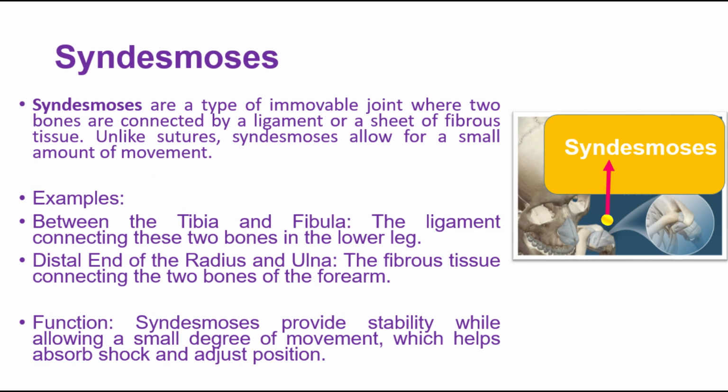Syndesmoses are a type of immovable joint where two bones are connected by a ligament or a sheet of fibrous tissue. Unlike sutures, syndesmoses allow for a small amount of movement. Examples: between the tibia and fibula, the ligament connecting these two bones in the lower leg. Distal end of the radius and ulna, the fibrous tissue connecting the two bones of the forearm. Function: syndesmoses provide stability while allowing a small degree of movement, which helps absorb shock and adjust position.